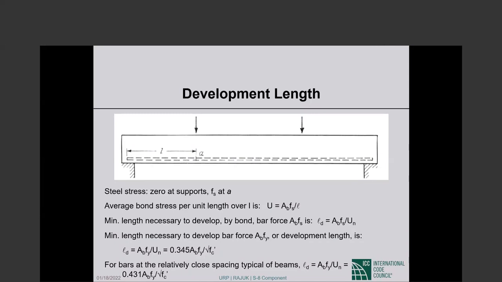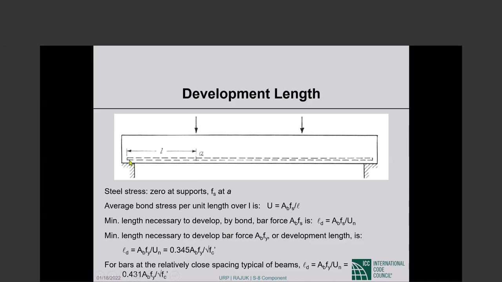Now it is a full beam between simple supports. The loading is 2-point loading. Those are kind of immaterial. What we are going to discuss will hold irrespective of the structural member. In any case, this is a simple case that makes the presentation easier. So steel stress is zero at the supports. There is no bending moment. There is no stress in the reinforcement.